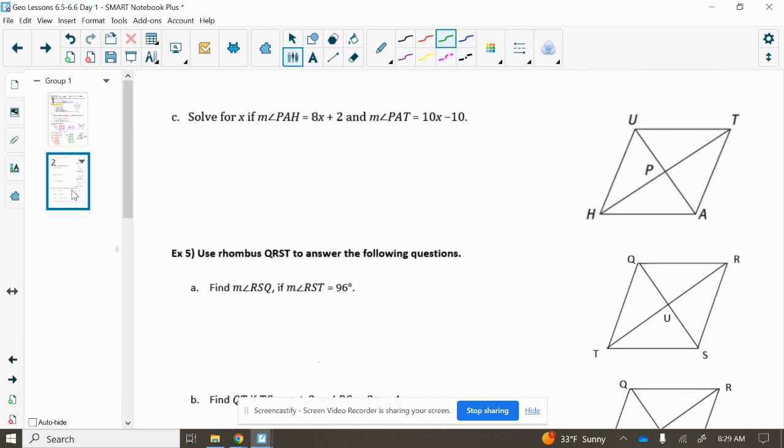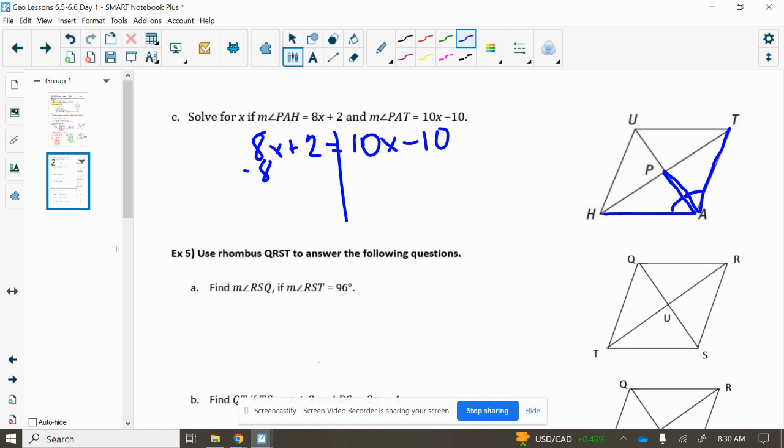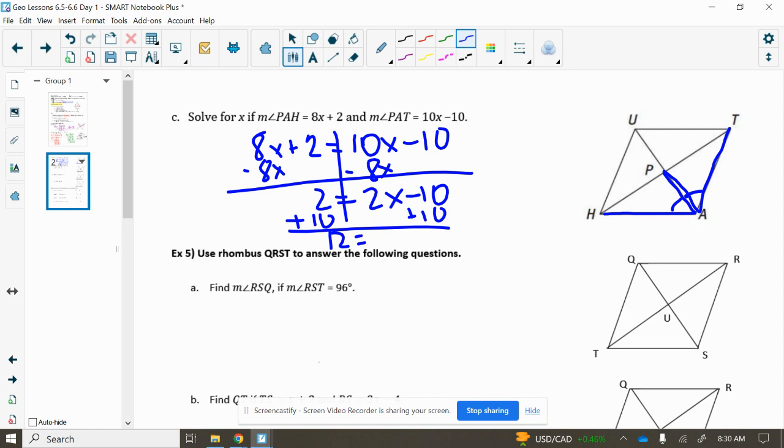On the back page, they give us the measure of 2 of the baby angles. PAH is this baby angle here. PAT is this baby angle right here. We know that these 2 baby angles are going to end up being equal to each other because the diagonals bisect them. So subtract the 8x from both sides. Since it's smaller than 10x, add the 10 to both sides. We get 12 equals 2x. So x is 6 after we divide by 2.